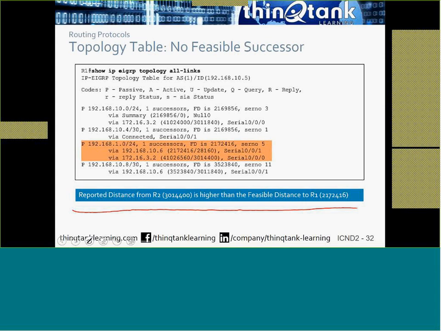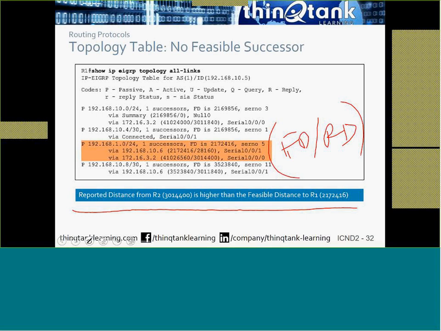28160 is the reported distance for that path. It's always FD/RD. That's what you're seeing in the parentheses. That is right, Maynard. The reported distance, sorry? Advertised distance and feasible distance.